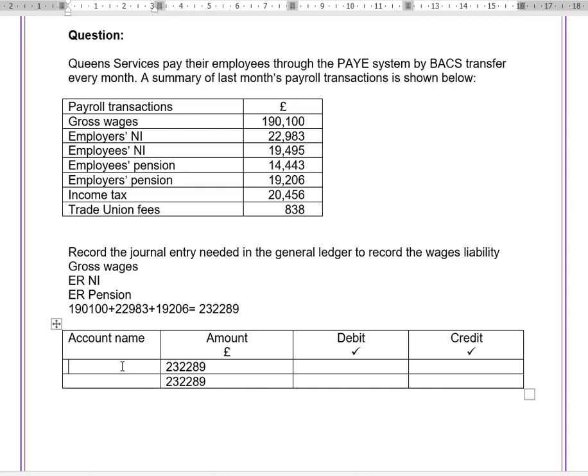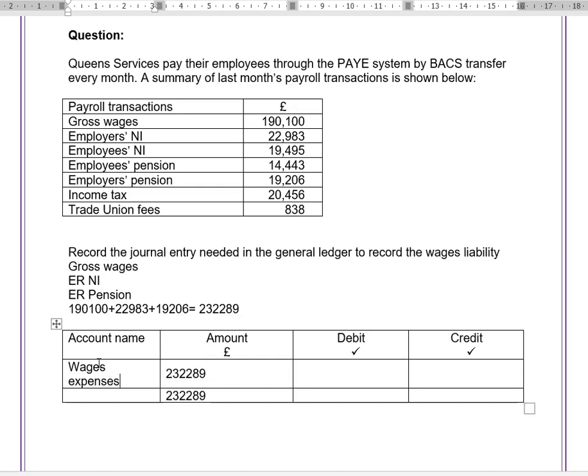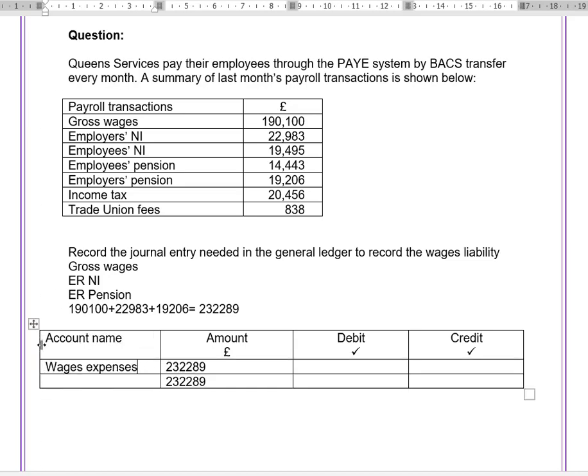What accounts will be affected? Remember, your wages expense account picks up all the amount that is due to the company or due as cost to the company. Wage expense will be debited and wages control account will be credited. That signifies the liability that the company has incurred as a result of running the payroll.